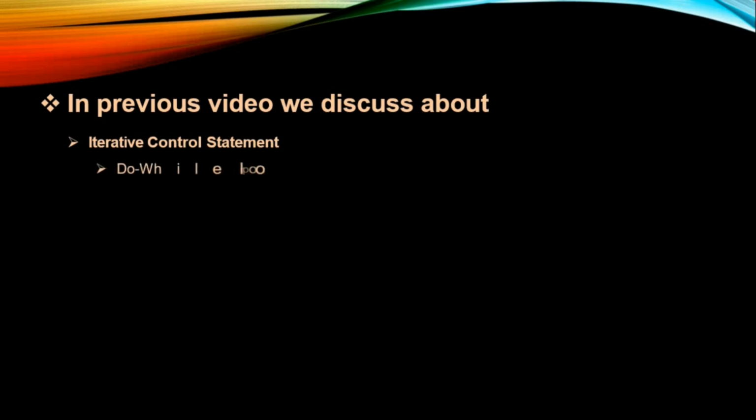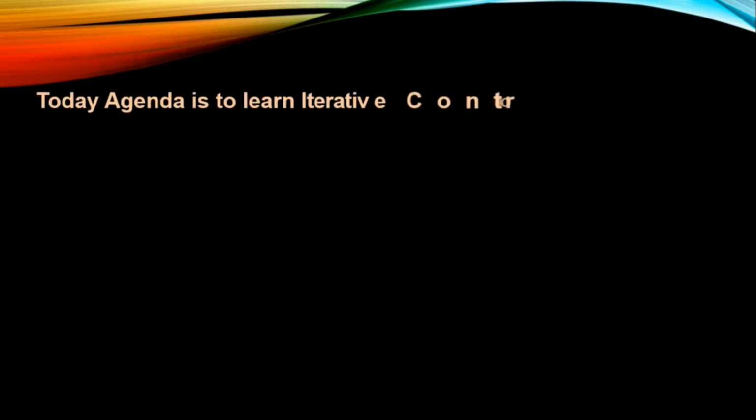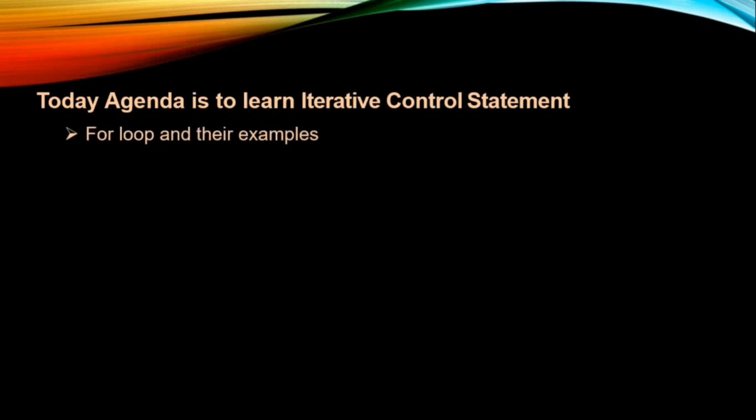In the previous video, we discussed the iterative control statement, do while loop, and their examples. Today's agenda is to learn the iterative control statement, for loop, and their examples. Third one, for loop.